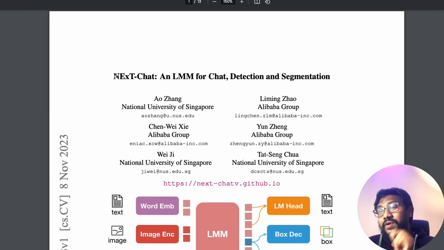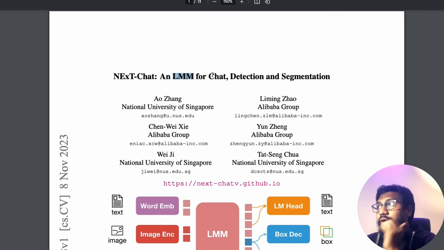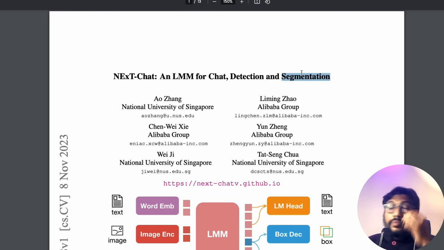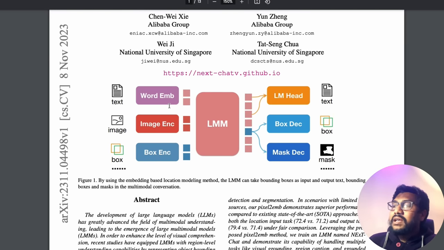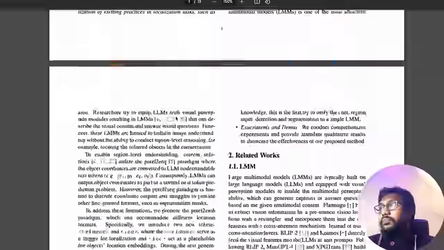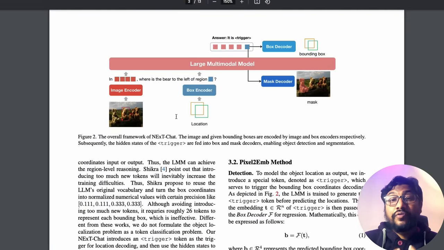Next is a model that we have discussed in the past, which is a combination of multiple systems put together to get some multimodality. NExT-Chat is an LMM, a large multimodal model for chat, detection and segmentation. You might be wondering what that is. It's from NUS Singapore and Alibaba Group. Basically it can take three inputs: text, image, and bounding boxes. Anybody who has worked in computer vision would know that bounding boxes play a very important role, sometimes very helpful for visual grounding.